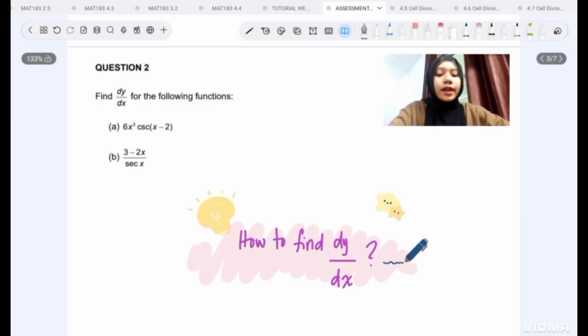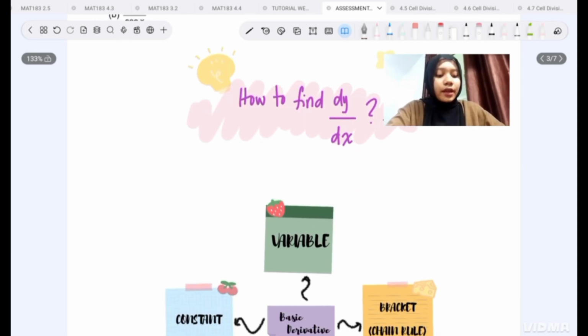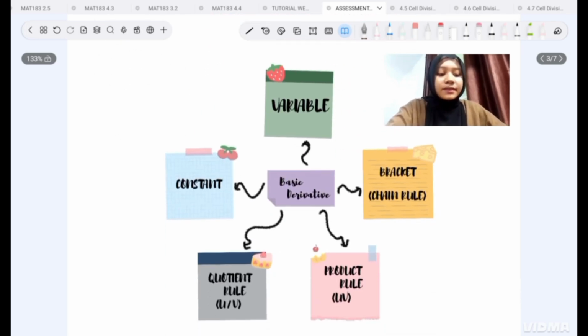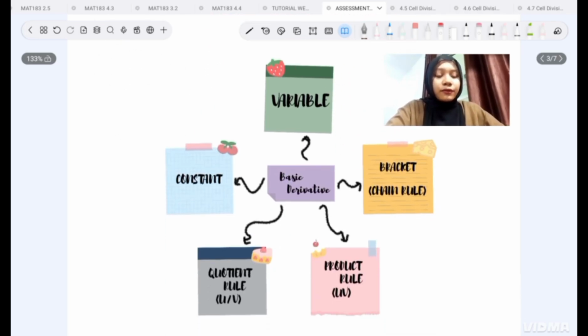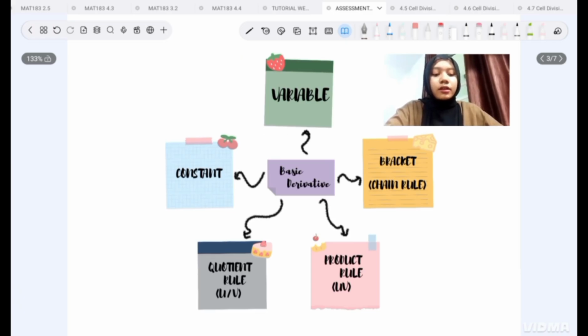Question 2: Find dy over dx for the following functions. So how to find dy over dx? There are 5 basic derivative rules to find dy over dx. The first one is variable, bracket or chain rule, product rule, quotient rule, and constant.